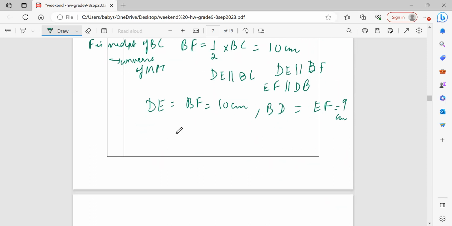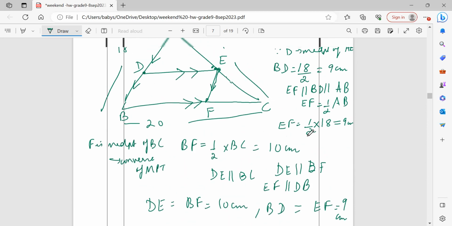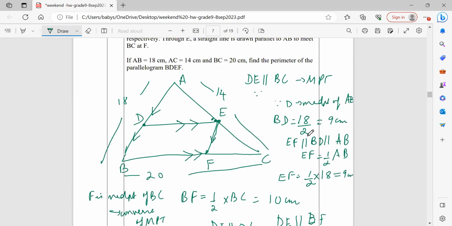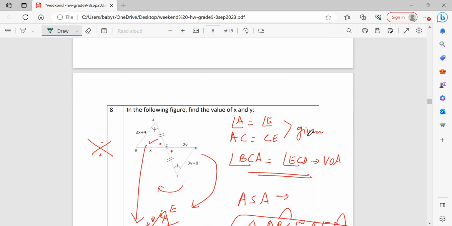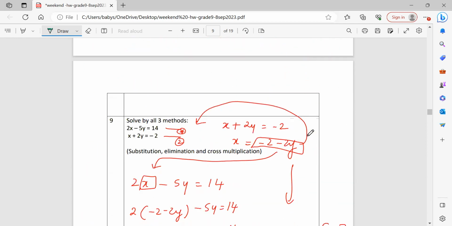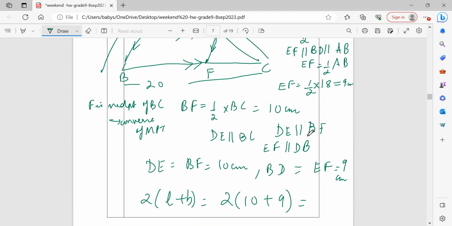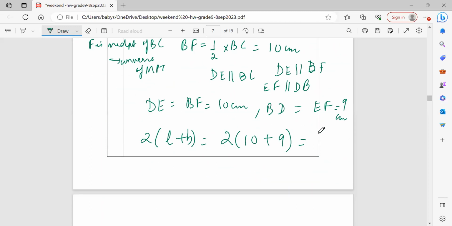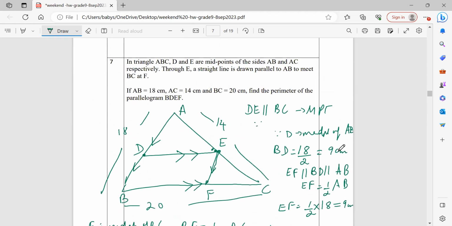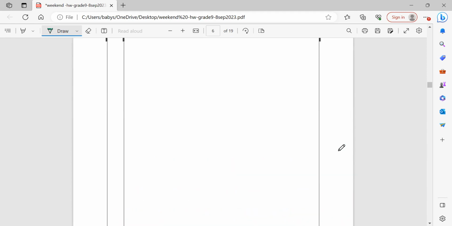So parallelogram, the perimeter will be 2 times length plus breadth. So 2 times 10 plus 9, so that will be what? 2 into 19, which is 38 centimeters. It's not area, it is perimeter. Okay.